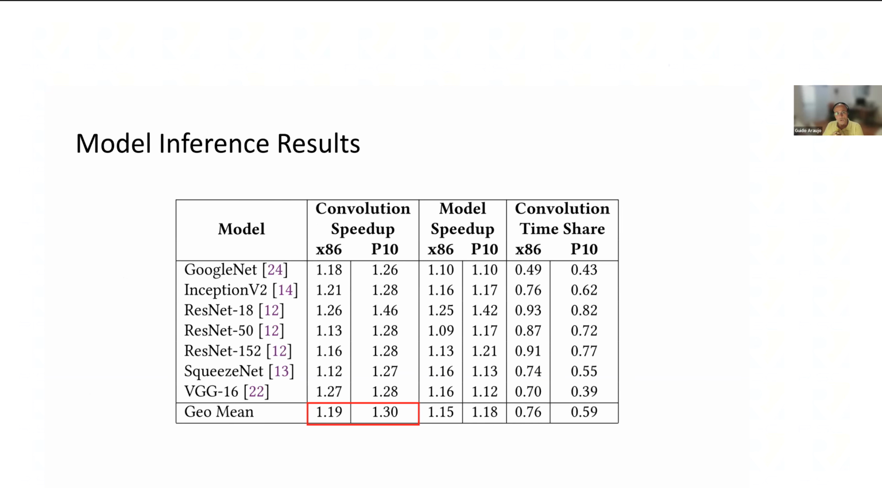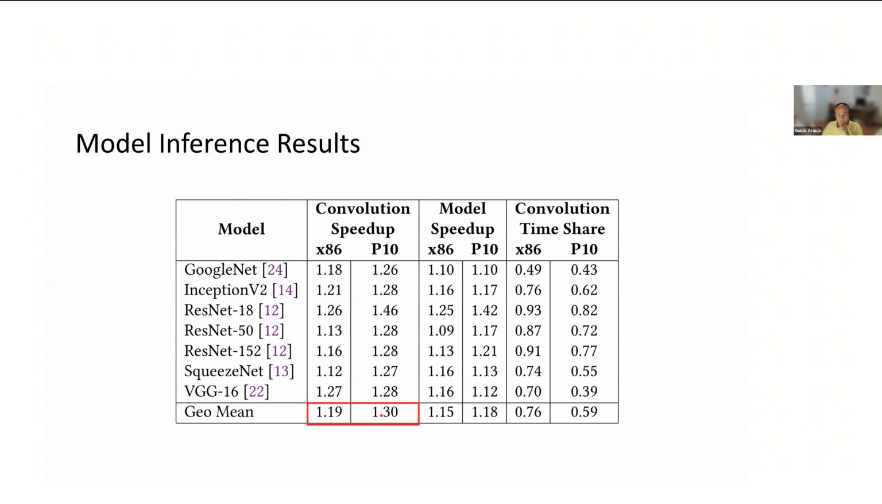All right, so let's go into the results. We experimented with these 7 CNN models. We measured the convolution speedup for x86 with AVX and POWER10 with MMA, and we got these speedups. Just to make it really clear, these are speedups on top of Img2col plus OpenBLAS, with AVX512 and with MMA.